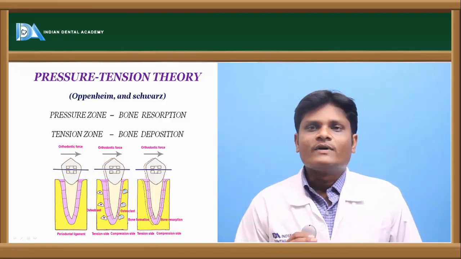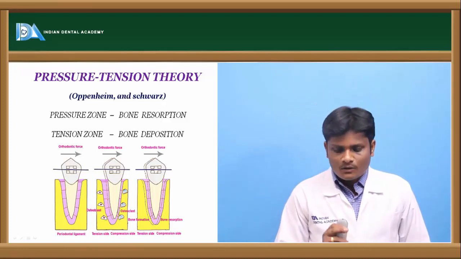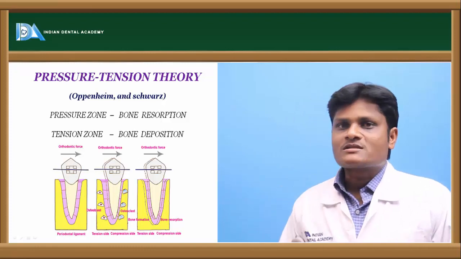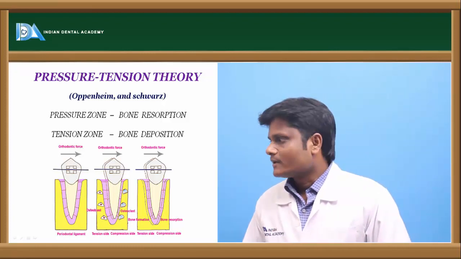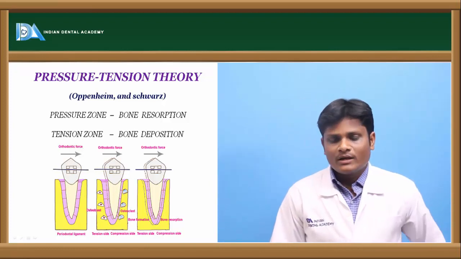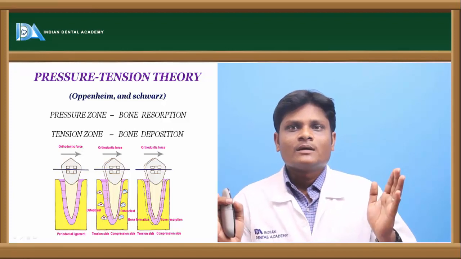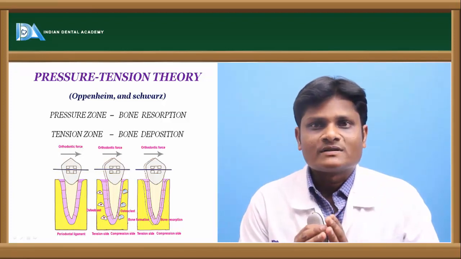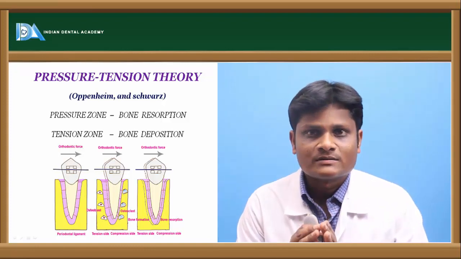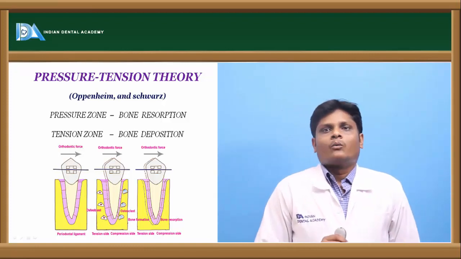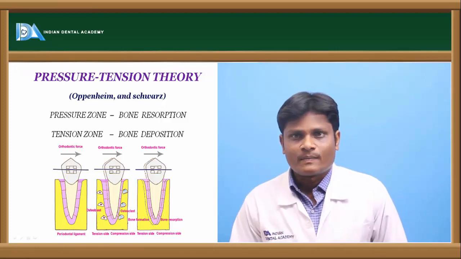Always remember, whenever there is a pressure laid on the bone, it will undergo resorption, whereas when a bone is subject to tension, new bone will be formed in the region of tension. Similarly, whenever there is a pressure concentrated in the periodontal ligament, there will be a narrowing of the blood vessels. It's not complete obliteration, it's a narrowing of the blood vessels.